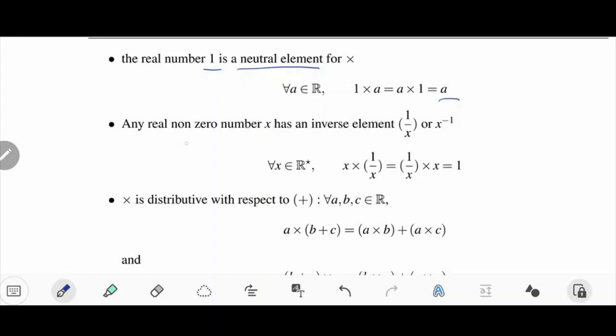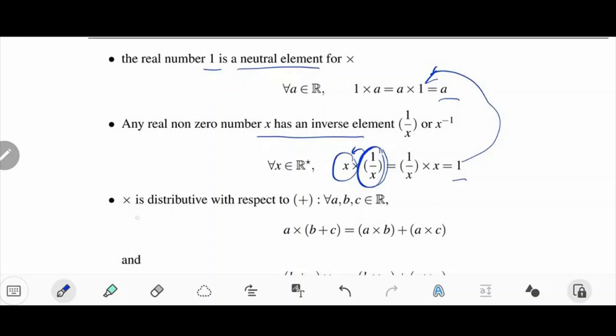And also any real number has an inverse element. So if you take x and you multiply it by 1 over x, which is a real number, you will have 1, which is the neutral element. So we were able to find a real number that we multiply by x to have the neutral element. It means that any real number has an inverse, which was the opposite for plus. Okay, the opposite number in there.